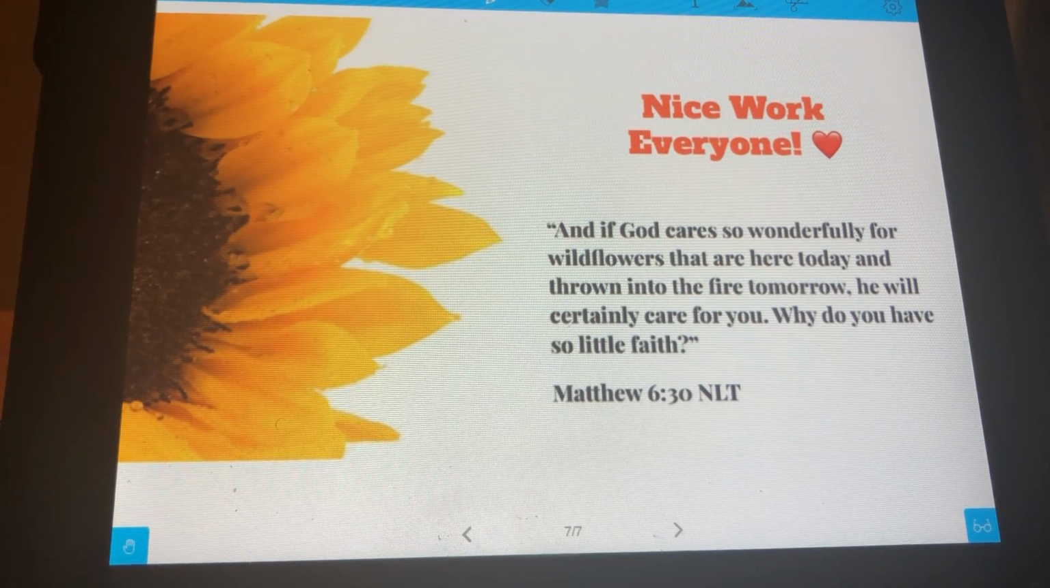All right. So again, I'm going to leave you with this scripture here. It says, and if God cares so wonderfully for wildflowers that are here today and thrown into the fire tomorrow, he will certainly care for you. Why do you have so little faith? All right, so think about how God takes care of nature every single day. If he takes care of nature, he will surely take care of you.